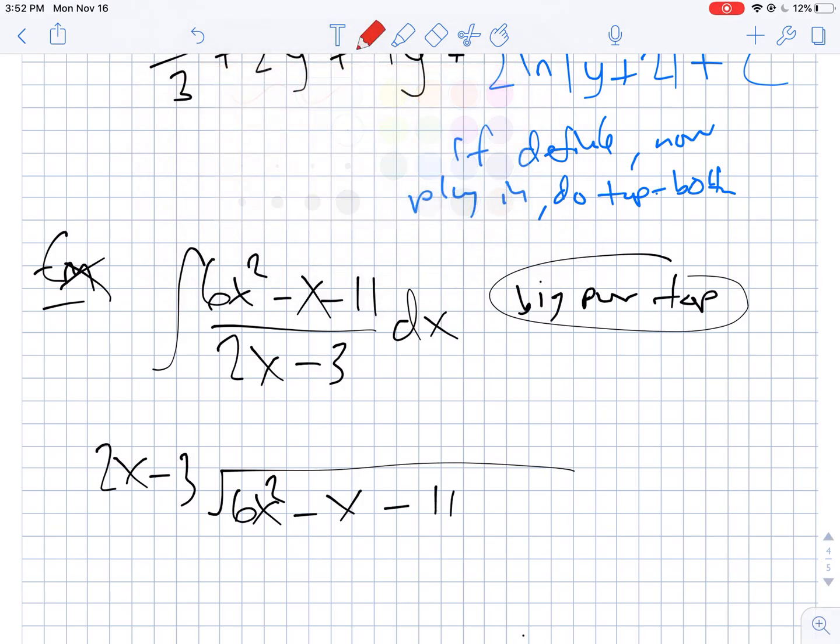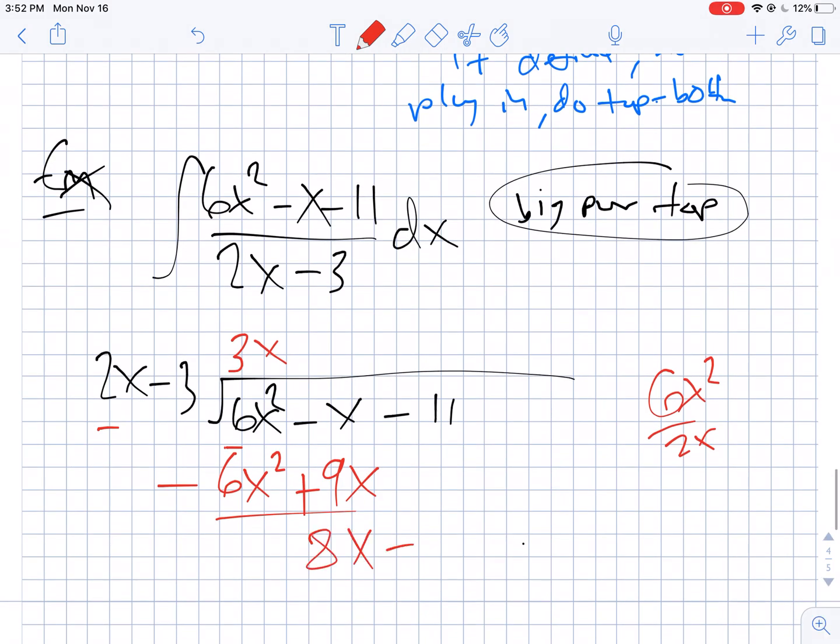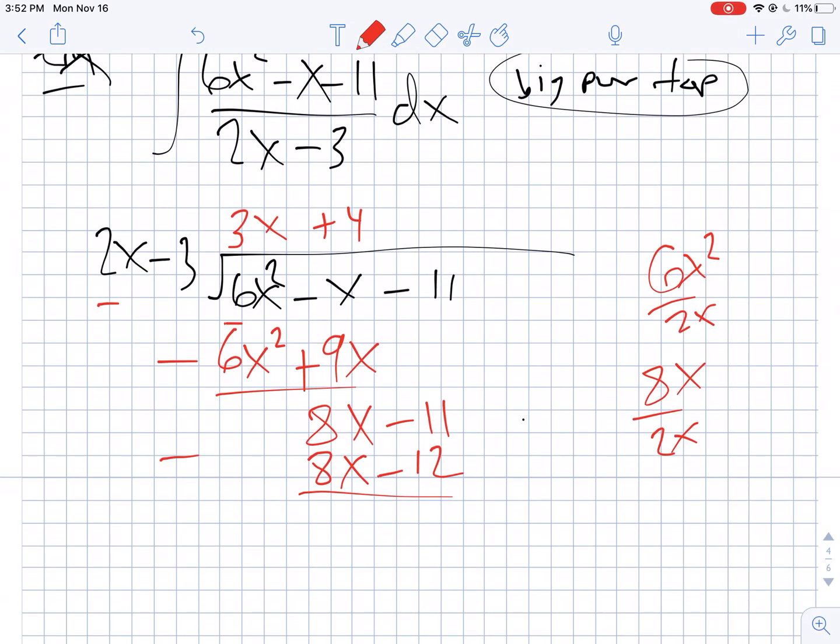Okay, so we'll divide this in, 2x into 6x squared. So that's going to be 3x. We multiply down, so that'll be 6x squared minus 9x, so you do minus and plus, so that becomes 8x minus 11. So 8x over 2x is going to be plus 4. 4 multiplies down, you'll have 8x minus 12. Okay, so let's be careful here with the sign. So minus and plus, so this is going to be a plus 1. So my remainder is 1 over 2x minus 3.